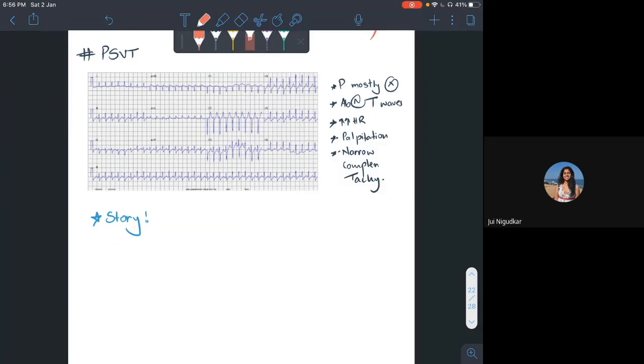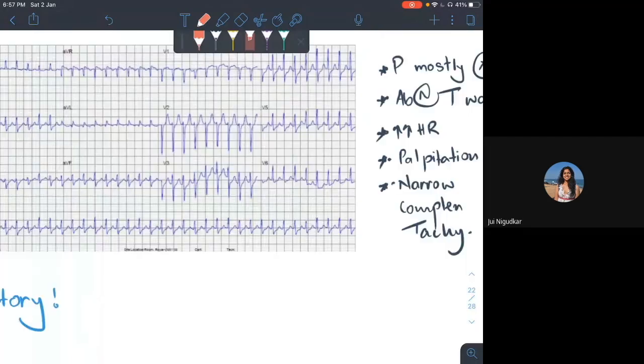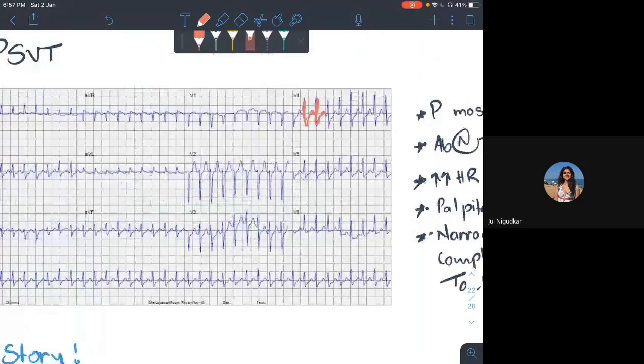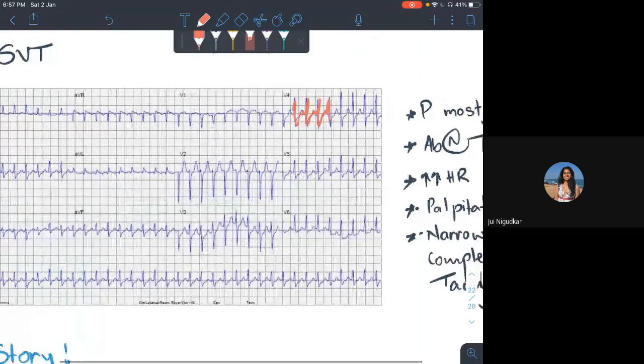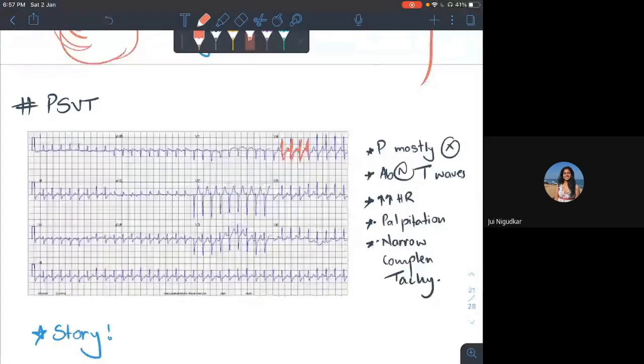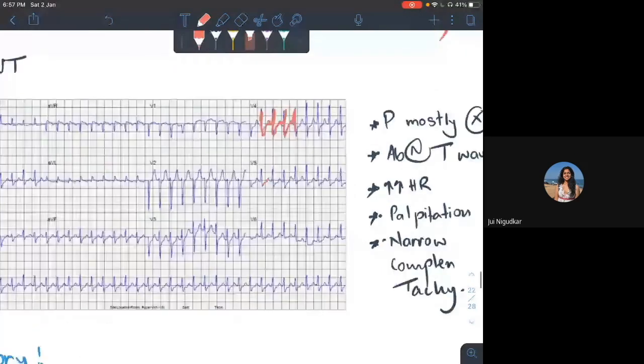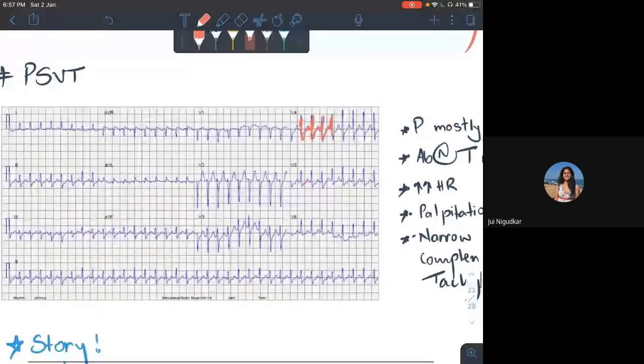Now, let me just tell you how to identify PSVT. The P wave is almost not there. Like it's mostly absent. You can just say T waves and a QRS complex. You can see this here, right? Just QRS complex, T waves, QRS complex, T waves, QRS complex, T waves, right? There's an abnormal T wave though, which you can't really tell if it's abnormal or not unless you've seen a lot of those T waves.